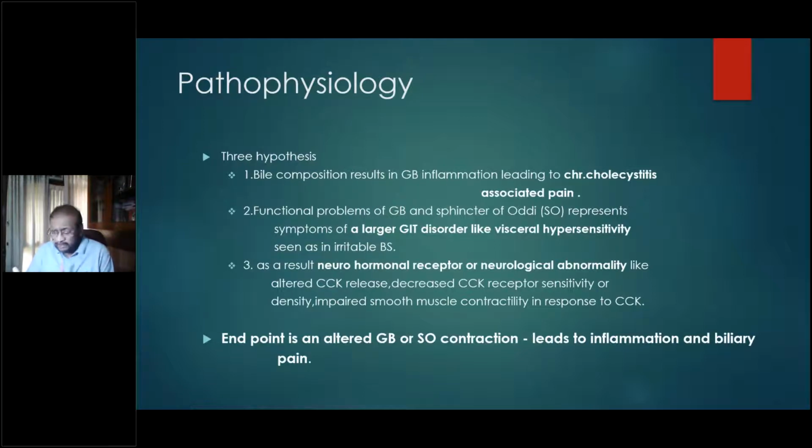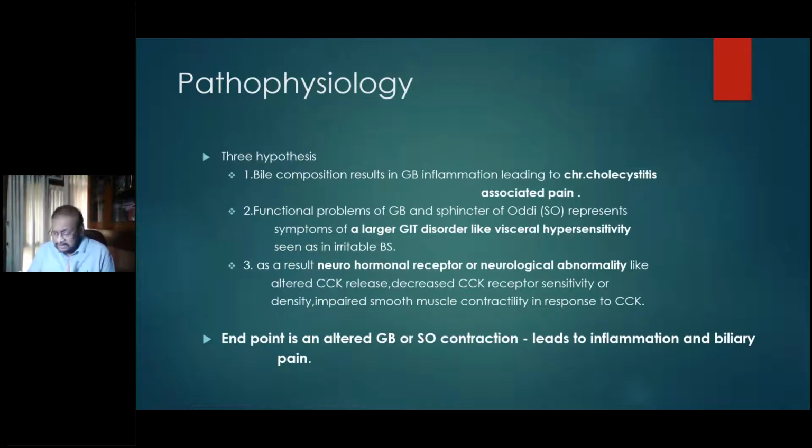Number two, functional problem of the gallbladder or sphincter of Oddi, which represents symptoms of a larger GI disorder like visceral hypersensitivity, as seen in irritable bowel syndrome. So it is a generalized visceral hypersensitivity, not only gallbladder. Generalized, because remember, the gallbladder is also supplied by the vagus, and the rest of the viscera are also supplied by the vagus with the parasympathetic supply. So it has to be generalized visceral hypersensitivity, or it could be as a result of neurohormonal receptor or neurological abnormality.